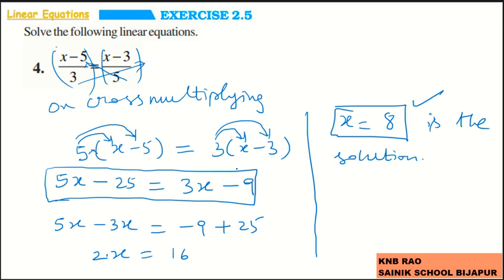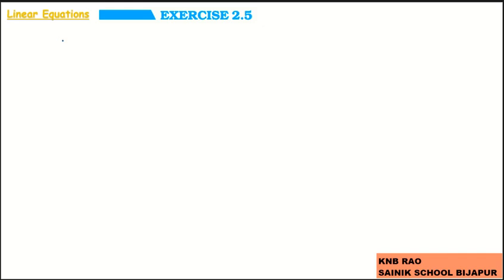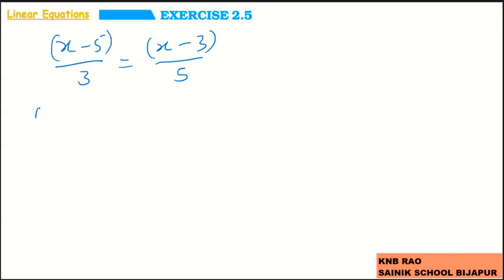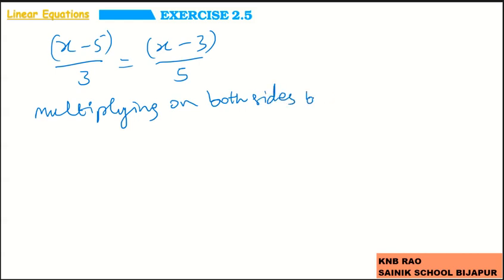See children, this is one easy method of doing. Another method is, when we have (x minus 5) upon 3 equals (x minus 3) upon 5, here multiplying on both sides by the LCM of these denominators 3 and 5, which is 15.